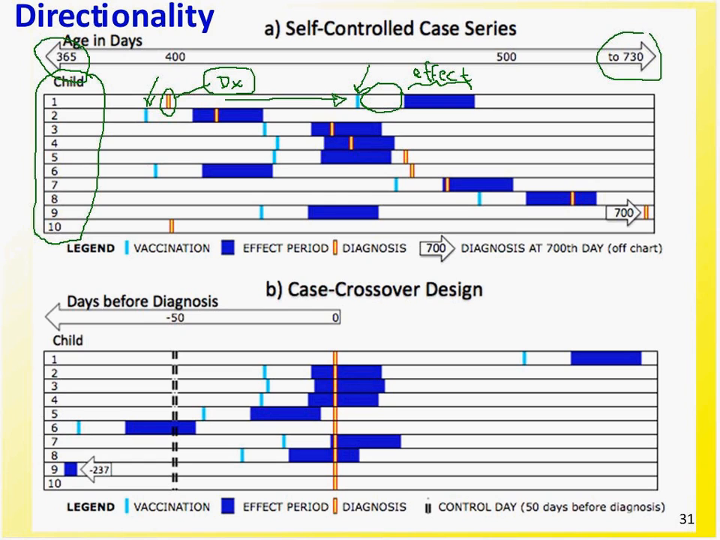Some potential for reverse causation bias there, and if this had been a death instead of a meningitis, or if it had been fatal meningitis, they would have had the opportunity to be exposed. Some potential for immortal time bias in the self-controlled case series as originally proposed.